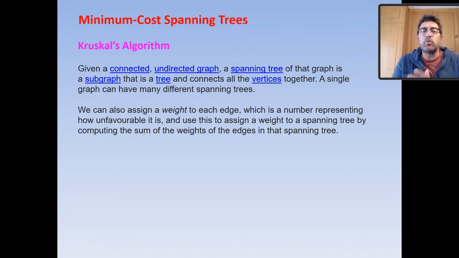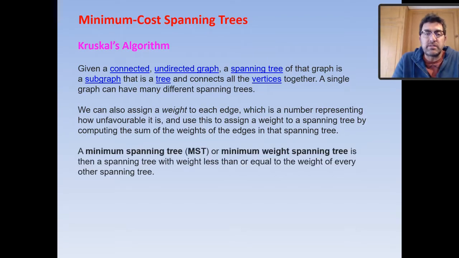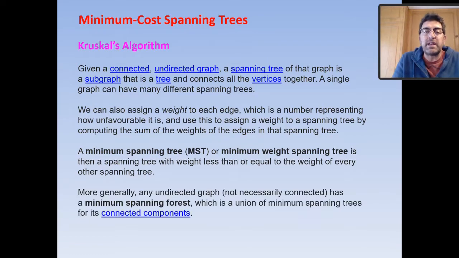We can assign a weight to each of the edges, which is a number that represents how unfavorable or how favorable that weight would be, depending on what it is that we looked at, and use this to assign a weight to the spanning tree by computing the sum of the weights of the parts of the tree. Now a minimum spanning tree, or a minimum weight spanning tree, is then a spanning tree with weight less than or equal to the weight of every other spanning tree.